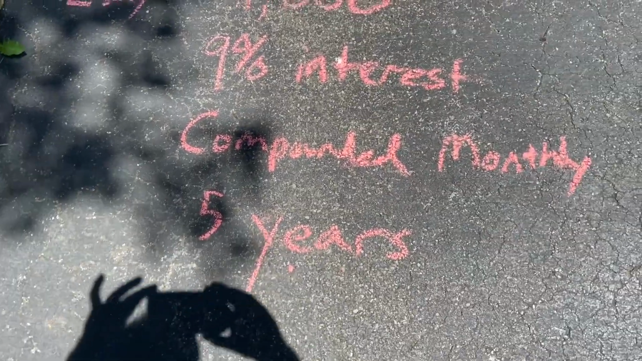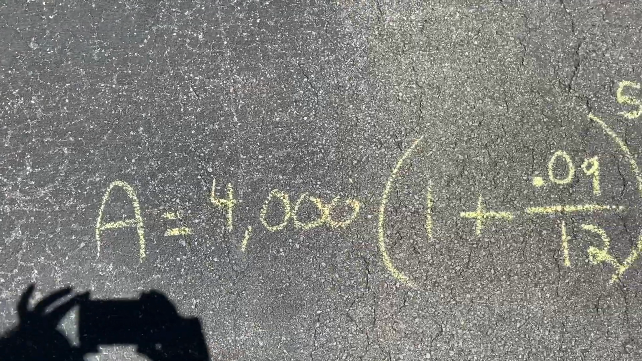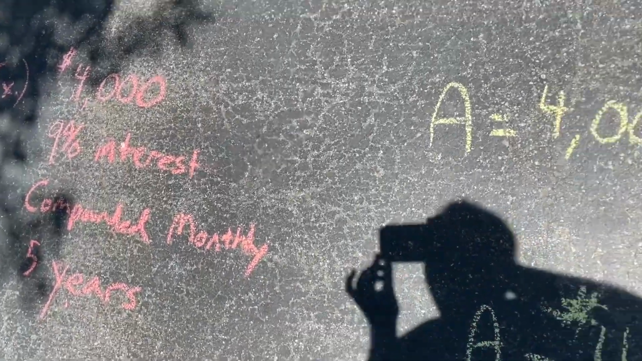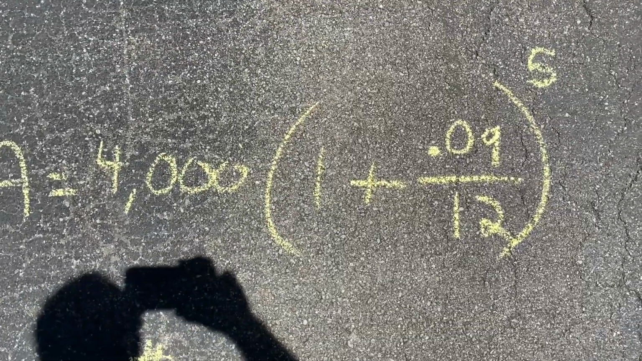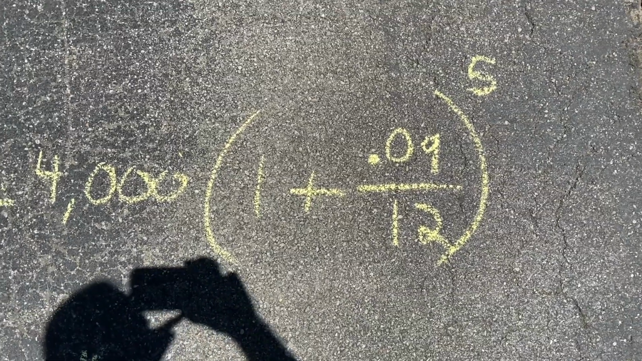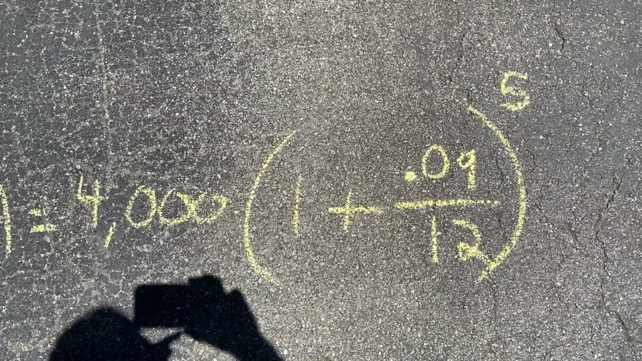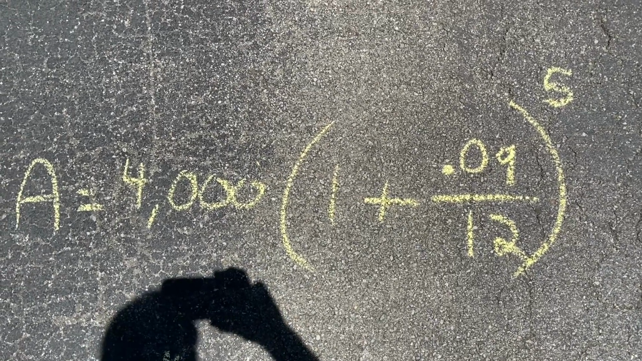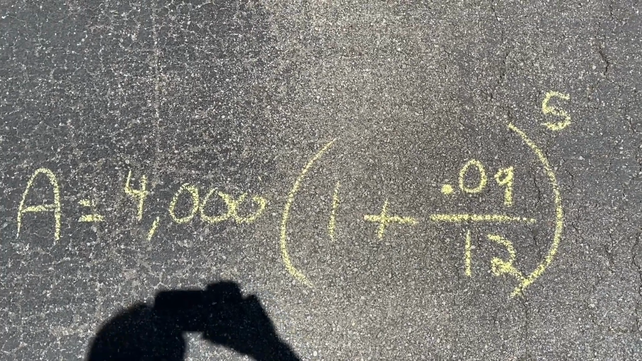So here's going to be the setup over here. Notice I've put the $4,000, the initial amount, in for P. I took my 9% and changed it to a decimal and made it 0.09. I put 12 in for N because my N value is how often the interest is calculated in a year.